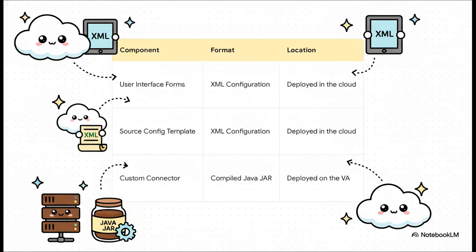Okay, here's the full breakdown. First, you've got the user interface forms. These are just XML configurations that live up in the cloud. It's what you, the admin, actually see and click on when you're setting things up. Second, there's the source configuration template. Also an XML file, also in the cloud. This is like the master instruction manual for that source. Finally, we have the custom connector itself. This is a compiled Java file, a jar package, and this is the piece that gets deployed right onto your on-premise virtual appliance to do the real work.